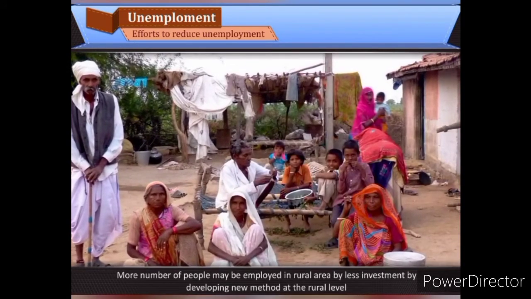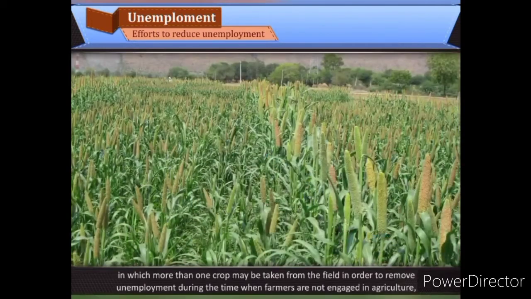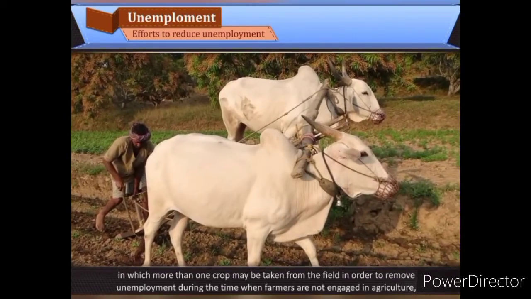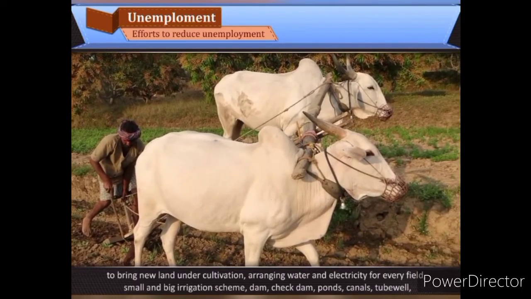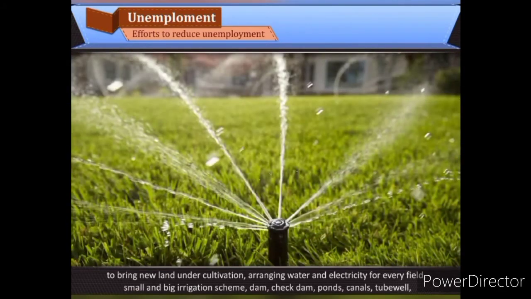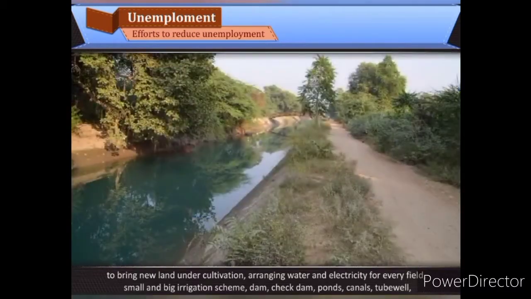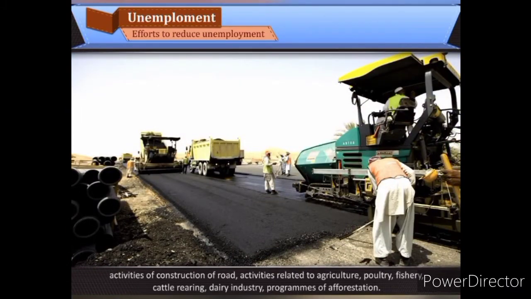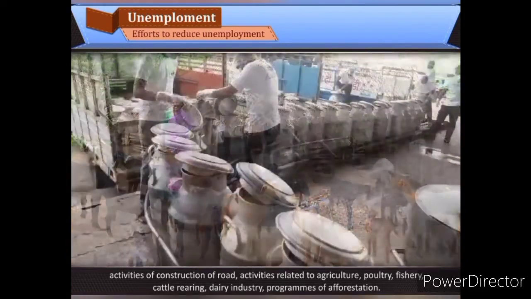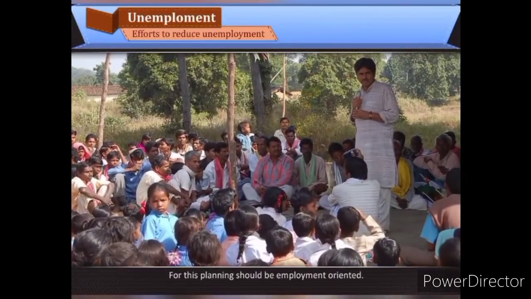More number of people may be employed in rural area by less investment, by developing new method at the rural level in which more than one crop may be taken from the field in order to remove unemployment during the time when farmers are not engaged in agriculture, to bring new land under cultivation, arranging water and electricity for every field, small and big irrigation scheme, dam, check dam, ponds, canals, tube well, activities of construction of road, activities related to agriculture, poultry, fishery, cattle rearing, dairy industry, programs of afforestation. For this, planning should be employment-oriented.